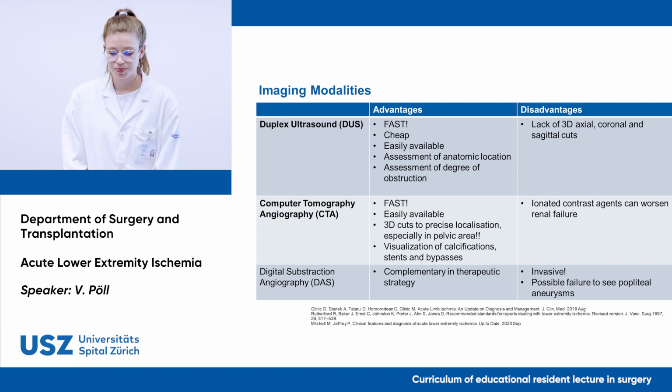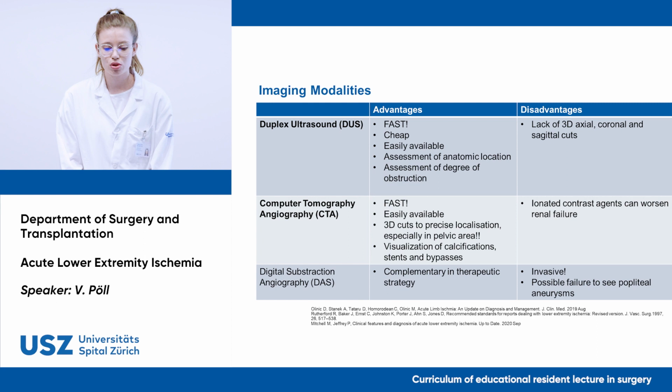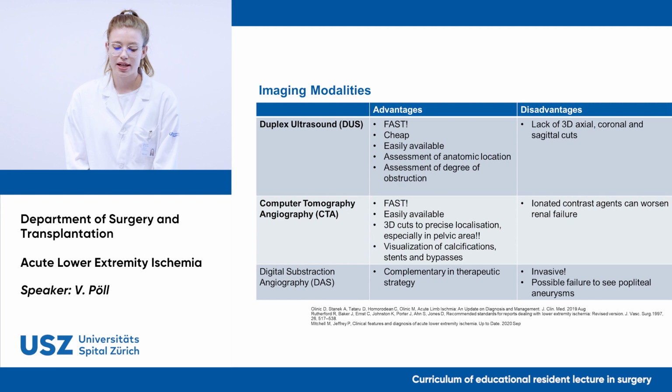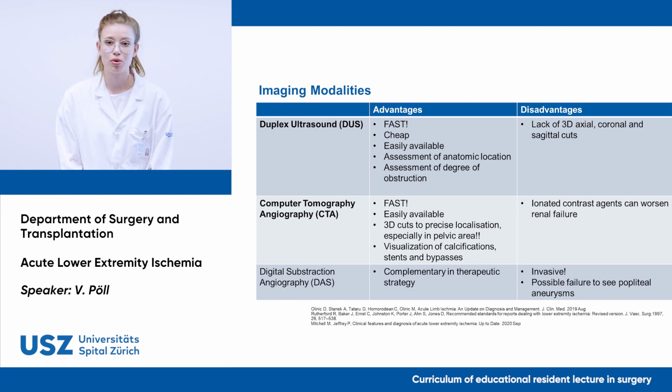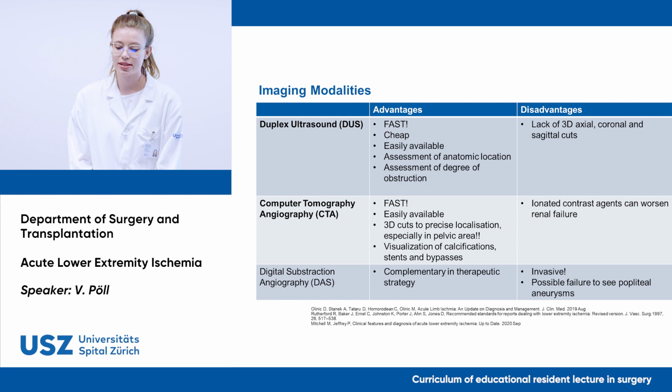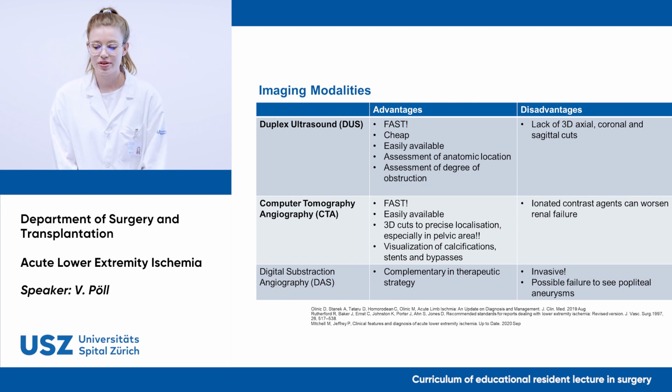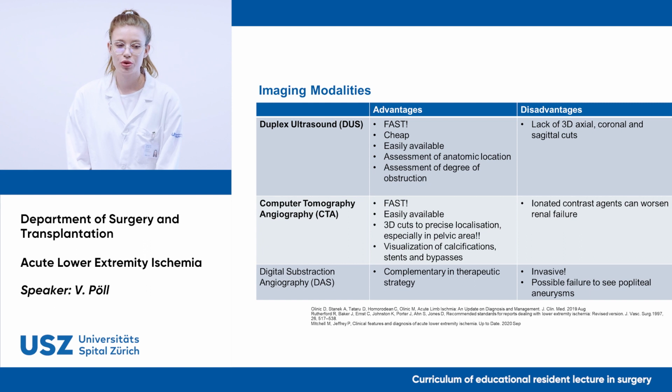So this is a short slide comparing the 3 most used imaging modalities. As we already said, duplex ultrasound and computer tomography angiography are the 2 mostly used ones for diagnostic reasons. They are both fast, they are both easily available. Duplex ultrasound is a cheap imaging modality, and you can easily assess the anatomic location as well as the degree of obstruction. However, there is a lack of 3D cuts, which we do have in CT. And we can also visualize calcifications, stents, and bypasses.